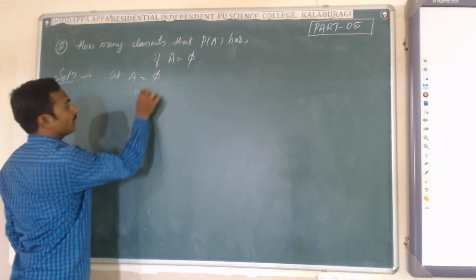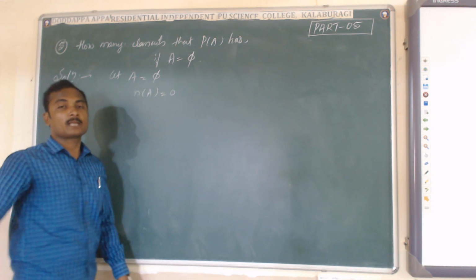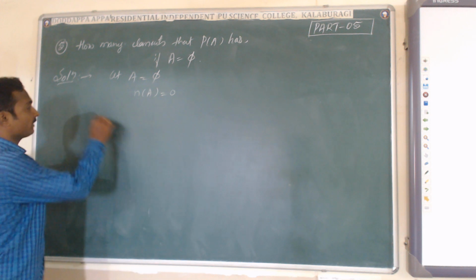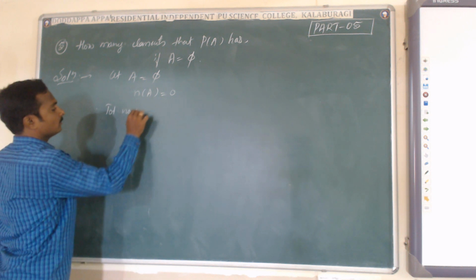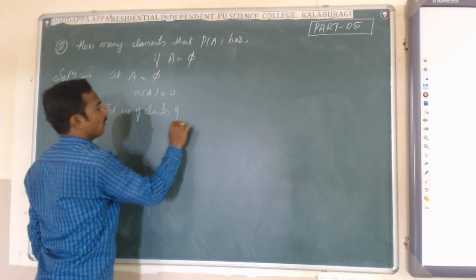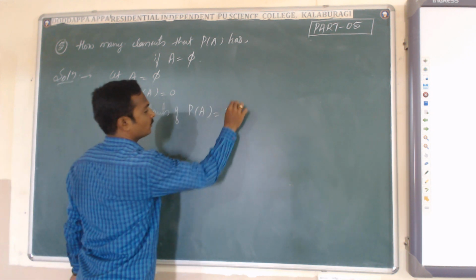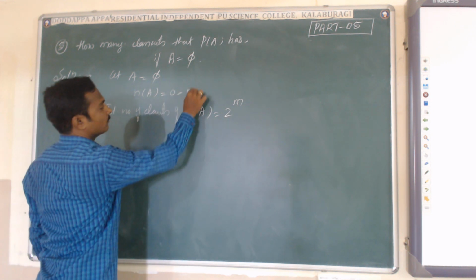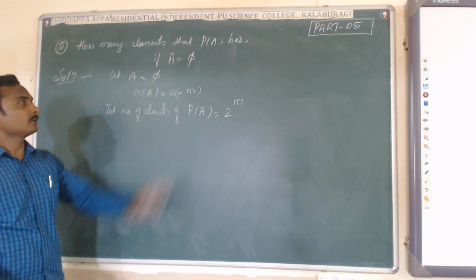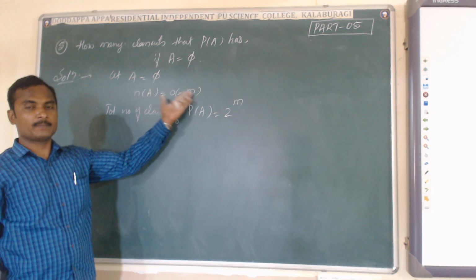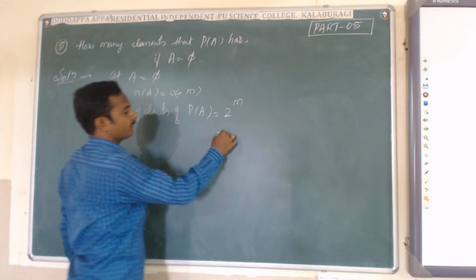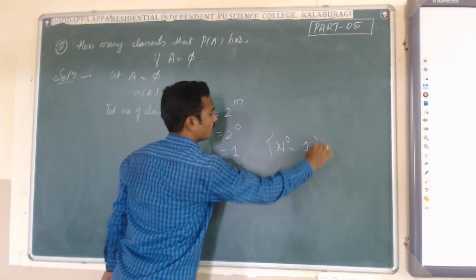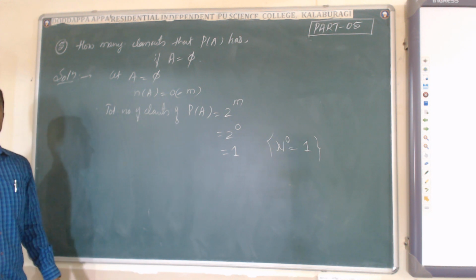It means the number of elements in the set A is 0. There are no elements present in the given set because the set is empty. Phi is the empty set. Therefore, the total number of elements of the power set P of A is 2 to the power m. Now what is the m value? The m value is 0 because m is the number of elements in the set A. Substitute over here: 2 power 0. We know that any number whose power is 0 is always 1.